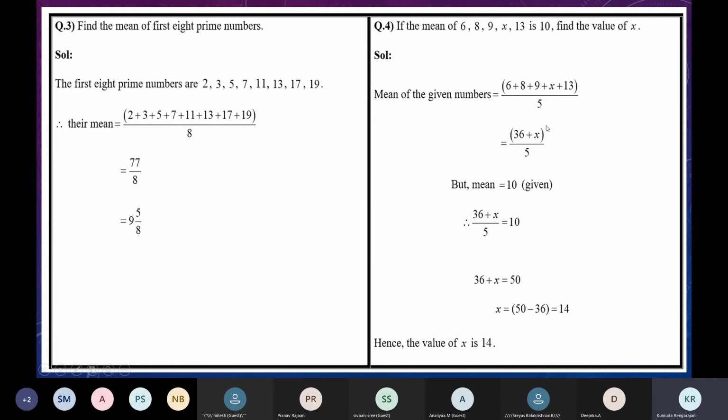Don't forget the plus sign. It's not 36x by 5. On multiplying, we'll get 36 into x is 36x. So be careful. We know it, but we may go wrong like that. So just take care. So (36 plus x) by 5, but this is equal to 10. Cross multiply and solve for x.